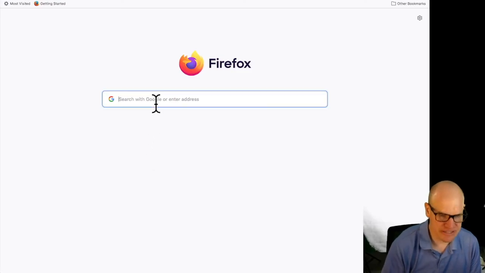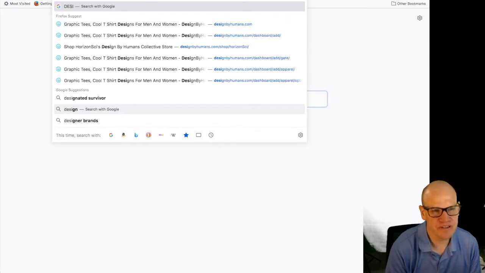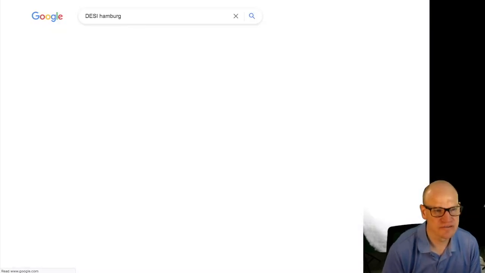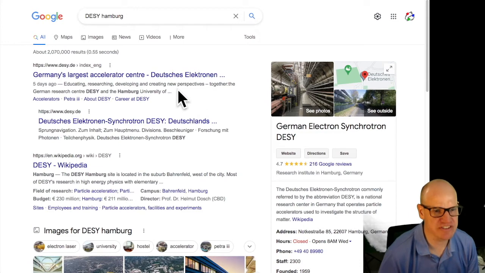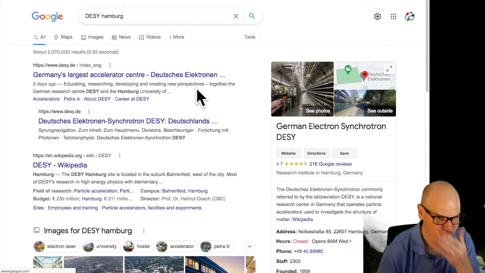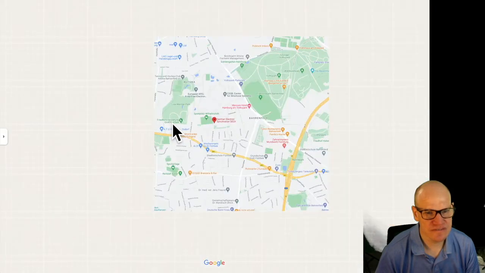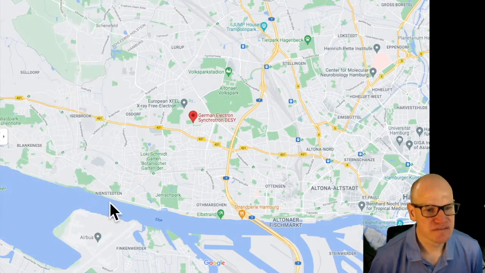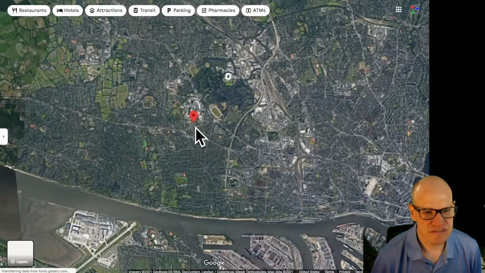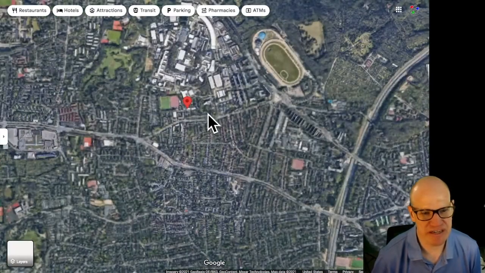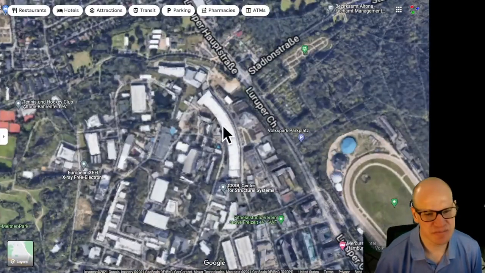But this is not all. So if you go to, like, DESY, I think it's by Hamburg, DESY, Deutsches Elektronen-Synchrotron something or other. Okay, so this is a campus where they have another ring. It doesn't look like the ring is really visible. You can see some of these weird curved buildings.